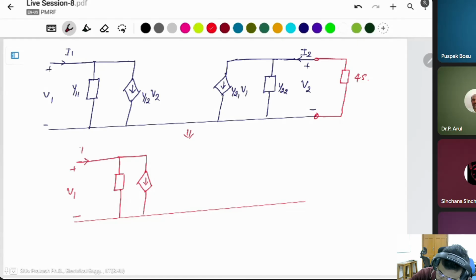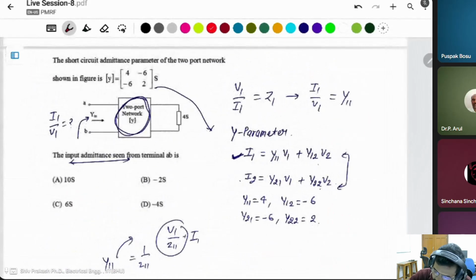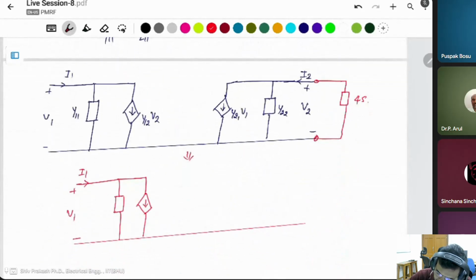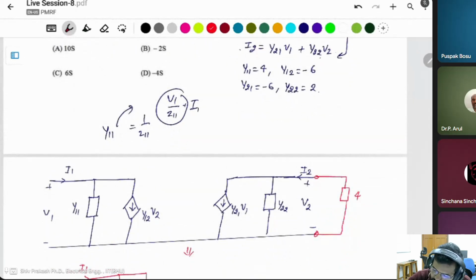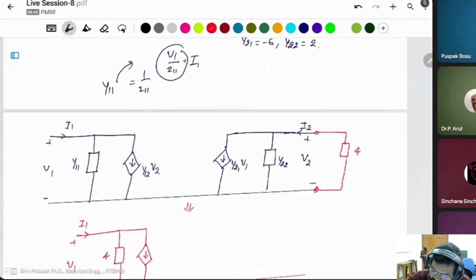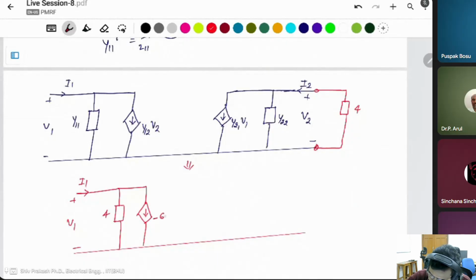V1, I1. This is y11. Y11 is given as 4. In the question it is 4s, but I simply write a 4, because the s looks like a 5. The current source is y12 into V2. Y12 is minus 6, so minus 6 V2.